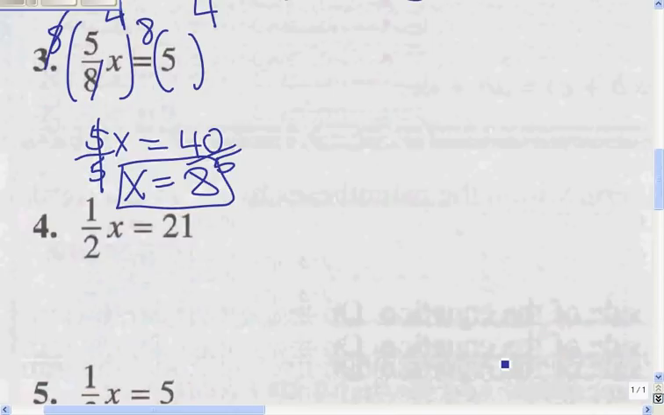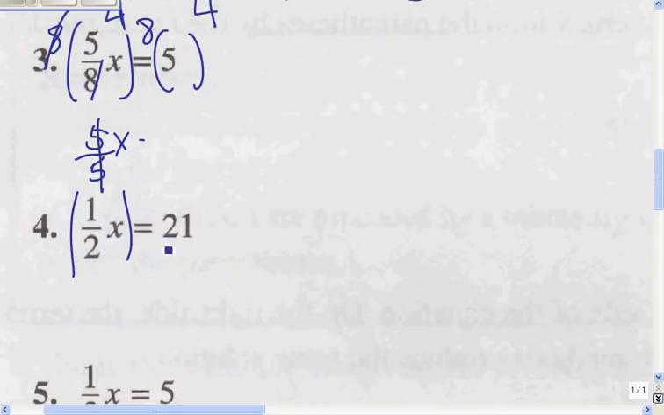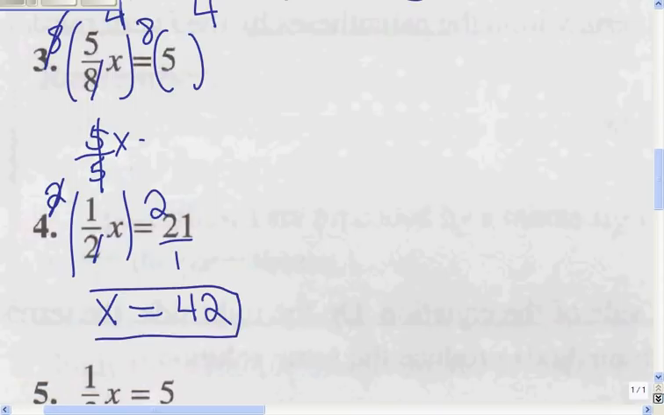Again, same thing here. Let me erase some stuff here so I got more room. Again here, the common denominator is 2 because this one's over 1, right? And 1 and 2 are factors of 2. So the common denominator is 2. The 2's cancel out, and what I get left with is x equals 42. Easy, huh? Because I don't have to do any other operations. X equals 42 because 1 times x is x. That's my answer.